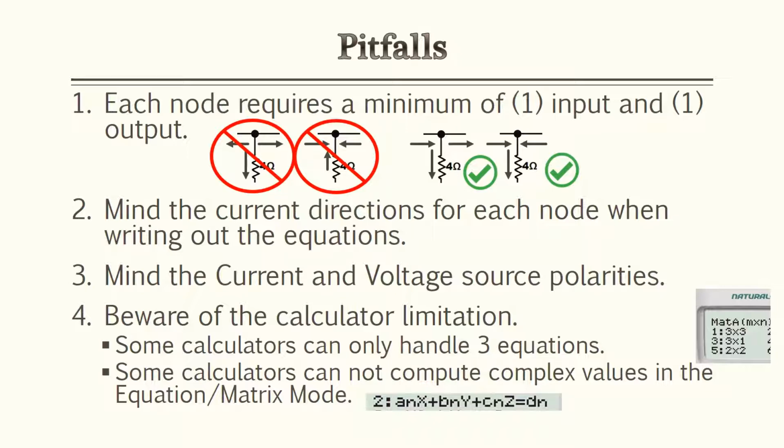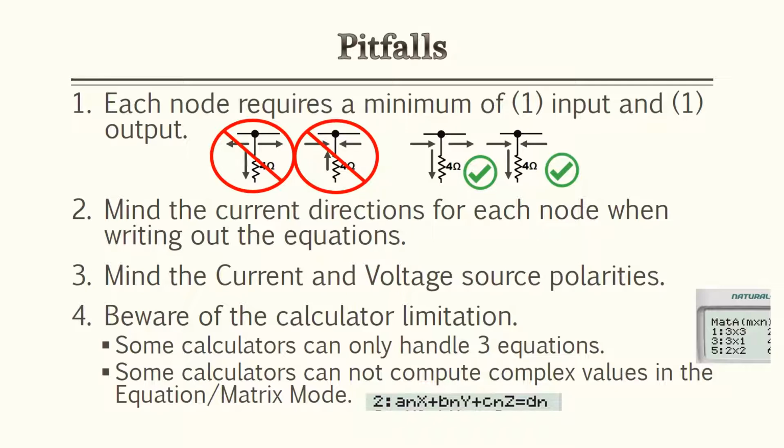Next, be careful of the current directions when writing out your equations, which we'll go over in the examples, because some people put node 1 minus node 2 when it's not considered the case based on the current direction. So be aware, and we'll go over that in detail in the example.